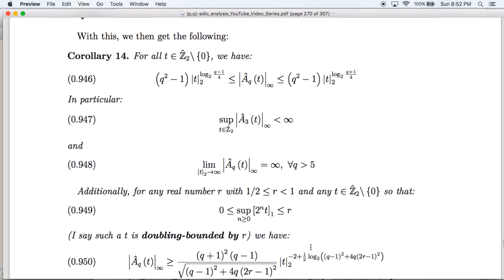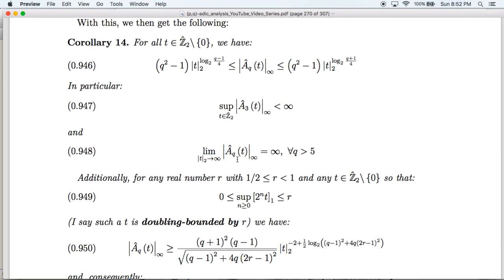Now let's do the bounding for the Archimedean absolute value. And so here we're going to have lower bounds and upper bounds. So the complex absolute value of this number a_q hat of t is bounded below by t2 to the (log base 2 of (q minus 1)) over 4. And its upper bound is t2 to the (log base 2 of (q plus 1)) over 4. In particular, a3 hat's complex absolute value is uniformly bounded in t.